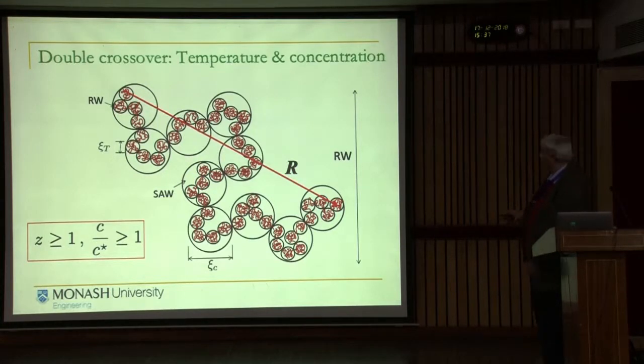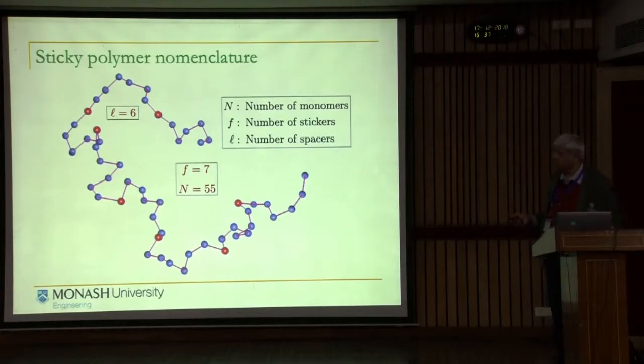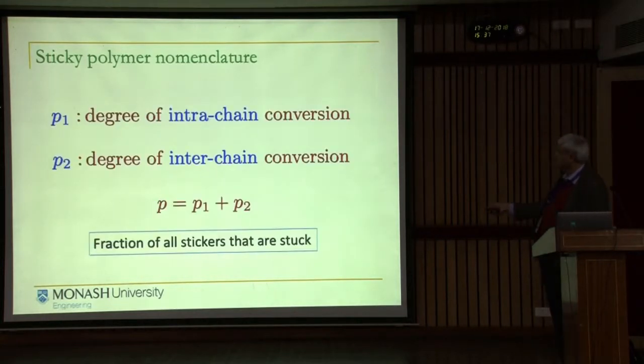Now, before I give you their main results, here's some notation. I'm going to denote by L the number of monomers between stickers. So that's called the spacer length, how many monomers you have between two stickers. I'll denote by F the number of stickers on a chain. So if you count in this example, there are about 7 of them. And of course, N is the number of monomers. And as before, I defined P1 as the degree of intra-chain conversion and P2 as the degree of interchain conversion. If you add them together, we denote that by P. P is the fraction of all the stickers that are stuck.